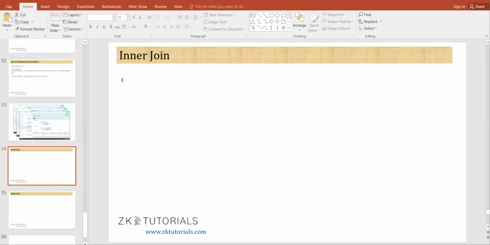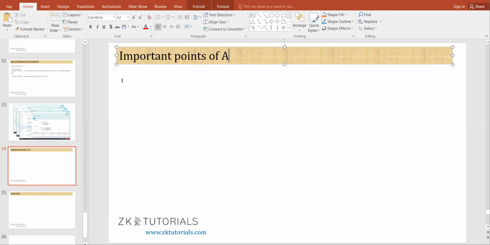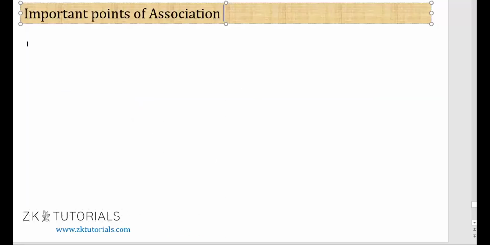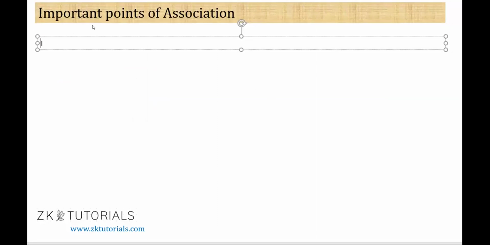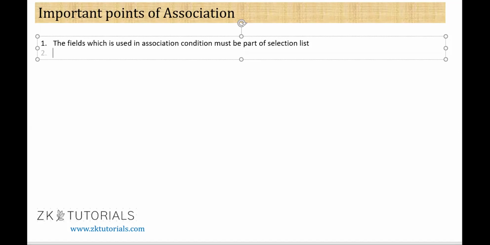So there are some important points which we can note down here. Important points of association. First, the fields which are used in the association condition must be part of the selection list. Whatever we have put in the on condition must be part of the selection list.